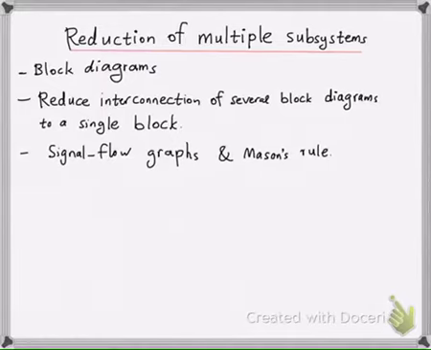get a single block. Then I'm going to discuss the so-called signal flow graphs, which is an alternative to block diagrams. Then finally I'm going to talk about Mason's rule in order to simplify a given signal flow graph.